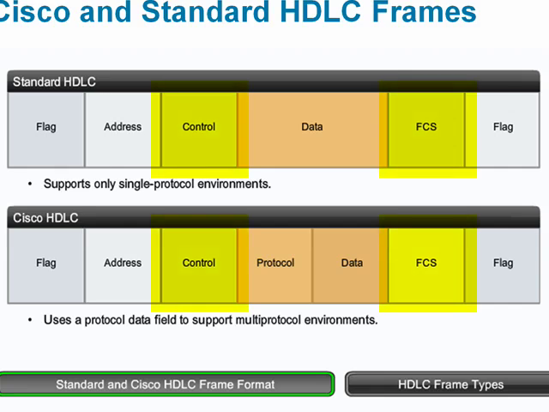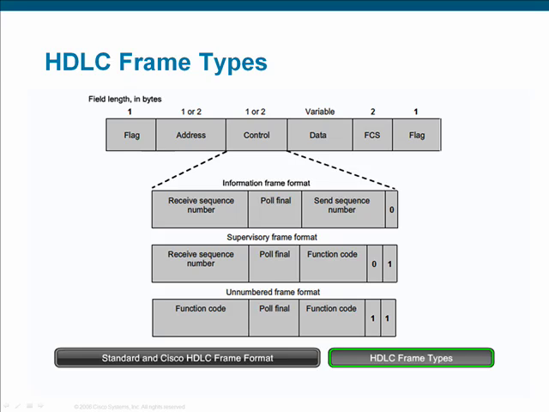HDLC defines a Layer 2 framing structure that enables flow control and error control. Although there are multiple types of frames, each frame has the same format, whether it is a data frame or a control frame. You can study the frame fields in more detail on your own so you can fully appreciate how much information HDLC transmits to provide WAN communication.